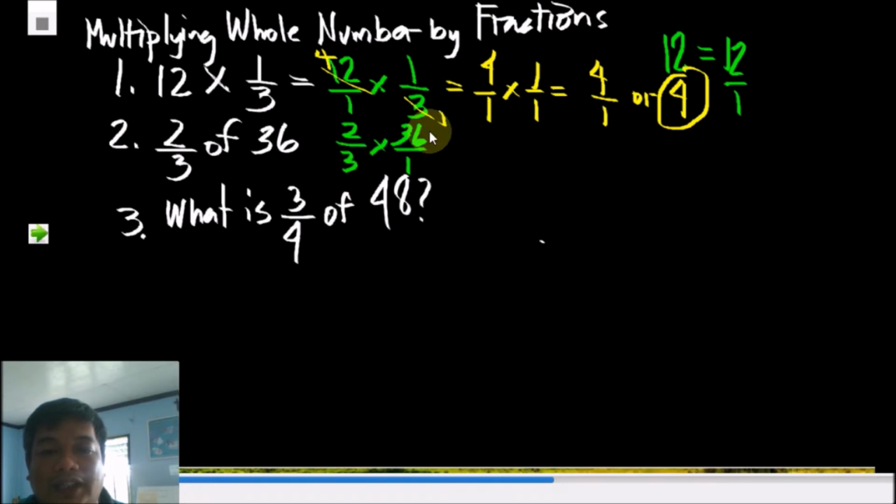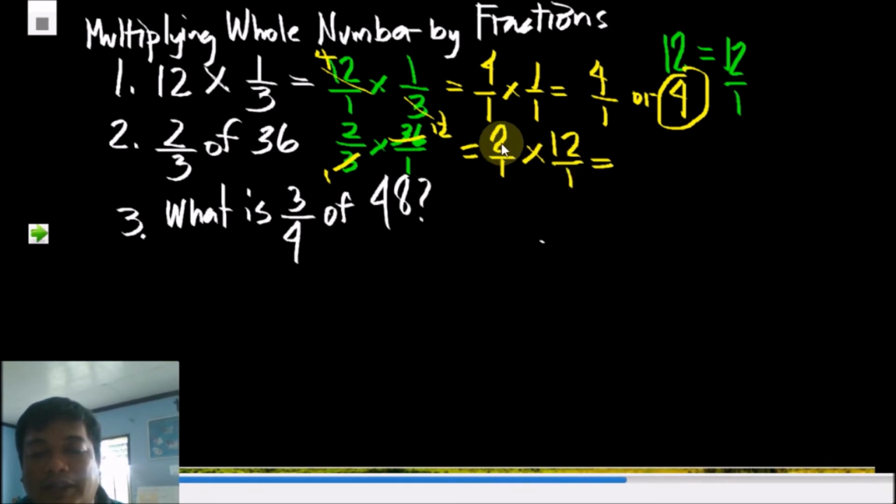So in this case, 3 and 36 have a common factor of 3. So you're going to cancel out. 3 divided by 3 is 1. Then 36 divided by 3 is 12. So rewrite the fraction as 2 over 1 and 12 over 1. So 2 over 1 times 12 over 1. Then again proceed to multiplication. 2 times 12, that is 24. Then 1 times 1 is 1. Or 24 over 1.